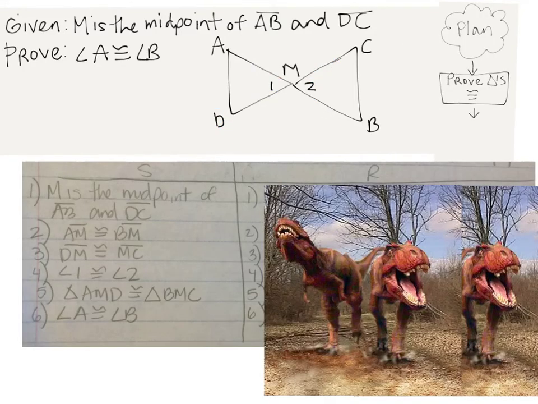Now for you guys, here's what I'm going to give you. I'm going to give you all of the statements. So I'm going to tell you that the first statement is that M is the midpoint of AB and DC. That then you're going to show that AM is congruent to BM. Then that DM is congruent to MC. And last, that angle 1 is congruent to angle 2, just like we talked about in the last slide. Then you're going to say that the 2 triangles are congruent, and we already said that would be by side, angle, side. And last, that angle A is congruent to angle B.